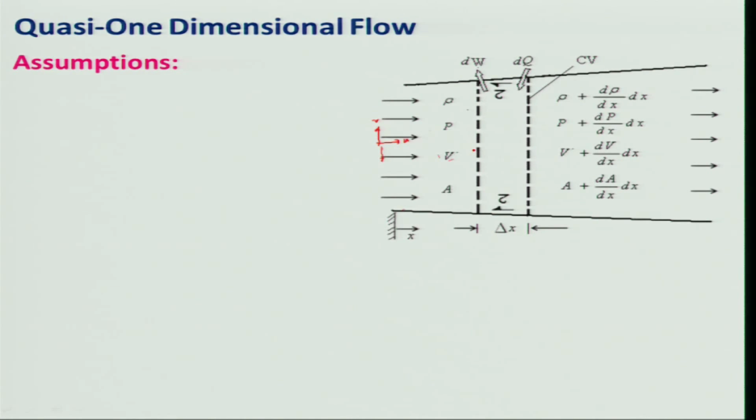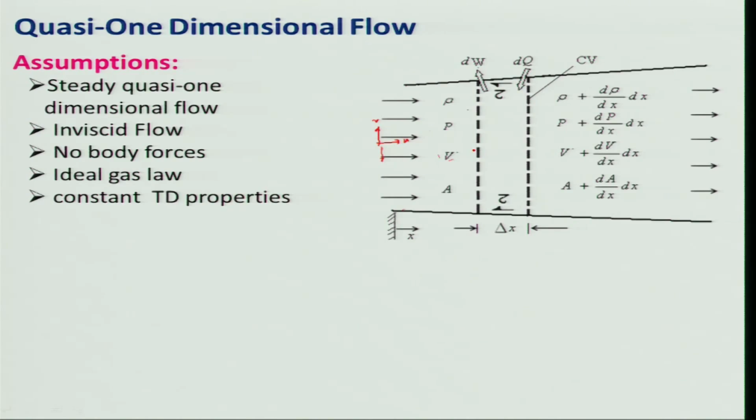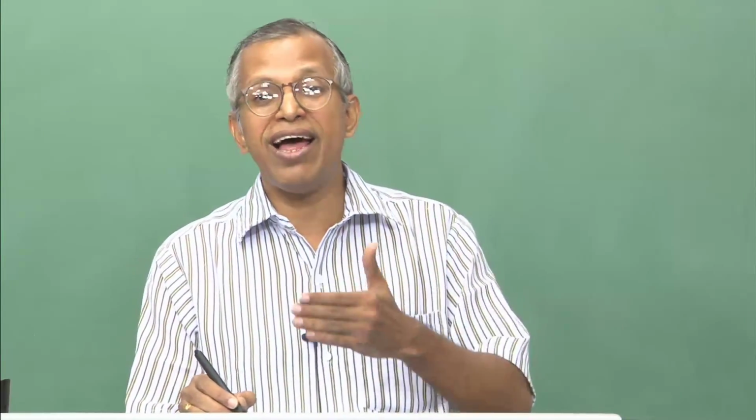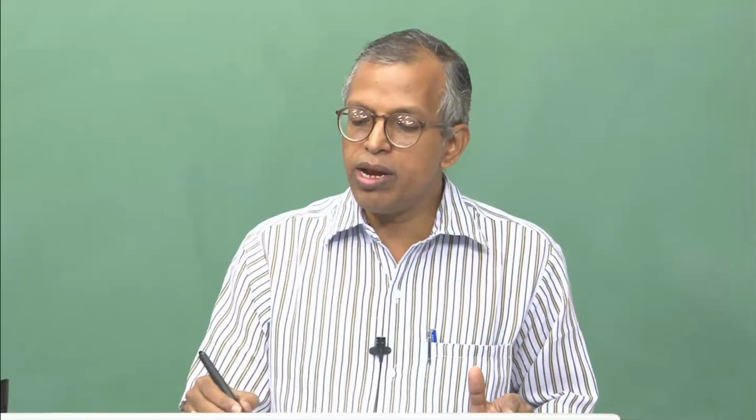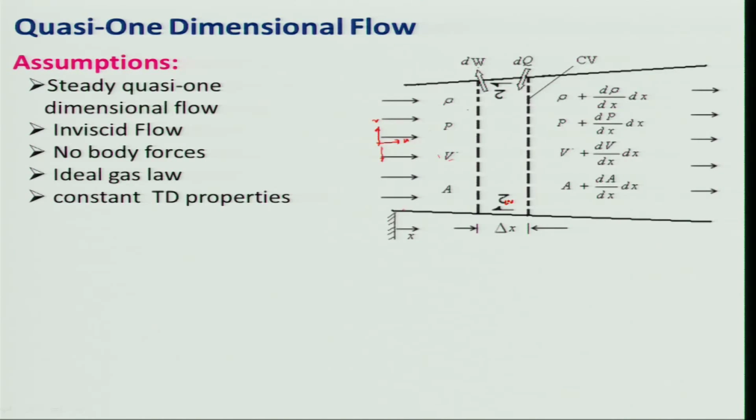What are those assumptions? Which I have already told you: the flow will be steady and quasi one dimensional, and then we are considering the flow to be inviscid. However, I have kept here the shear stress on the wall just to make it more generalized, because we will be using this equation later on, and we will make the assumption of inviscid flow as we go along. There are no body forces, and the gas can be considered ideal, which means we need to use the perfect gas equation, and we will be using constant thermodynamic properties.